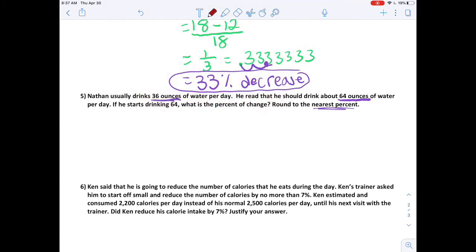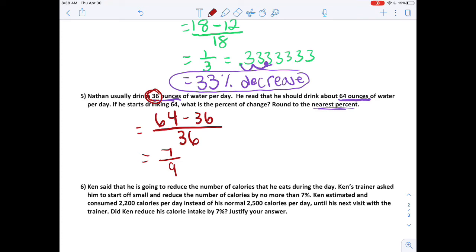All right, so let's do our difference. So we always put the bigger number first, 64 minus 36 over our original. Well, he only is drinking 36 ounces right now. So that's our original. All right, put that in our calculator. Alpha y equals, boom, 64 minus 36 divided by 36. Another fraction, 7 over 9.